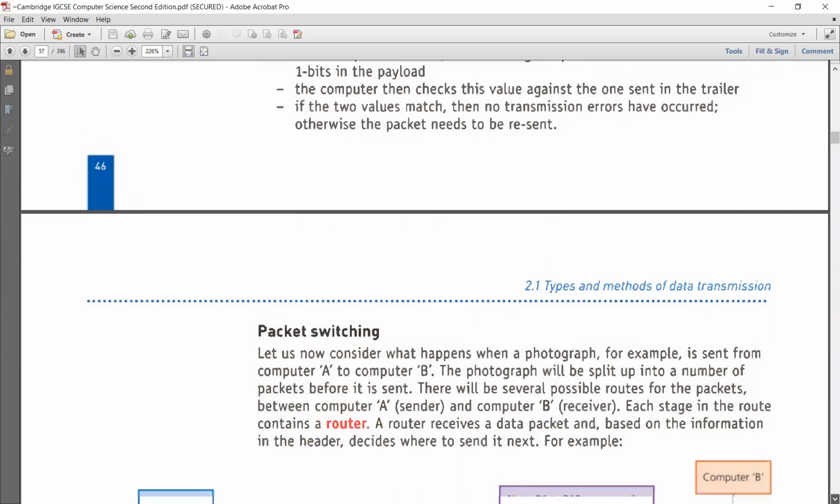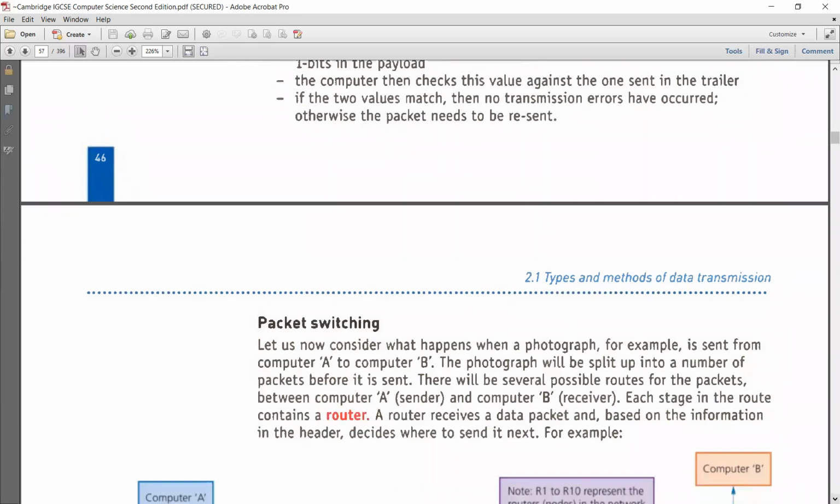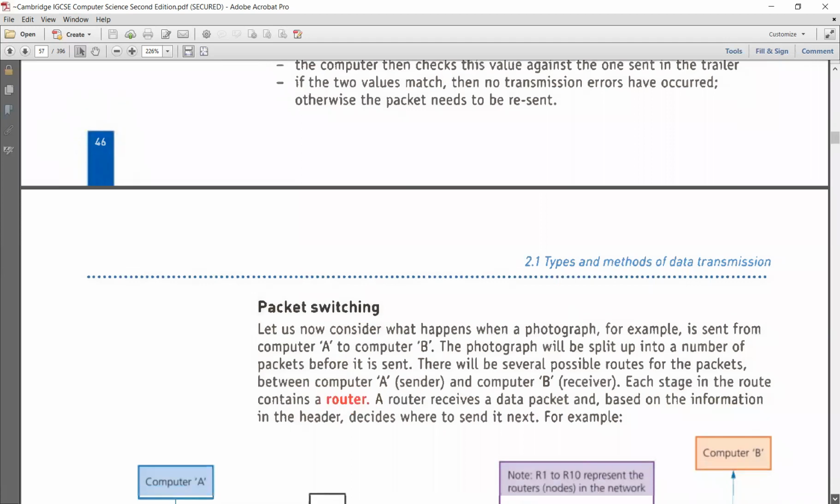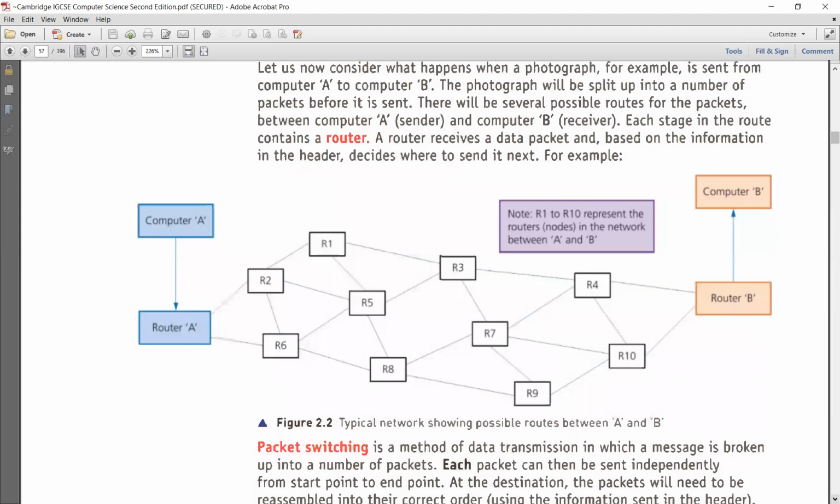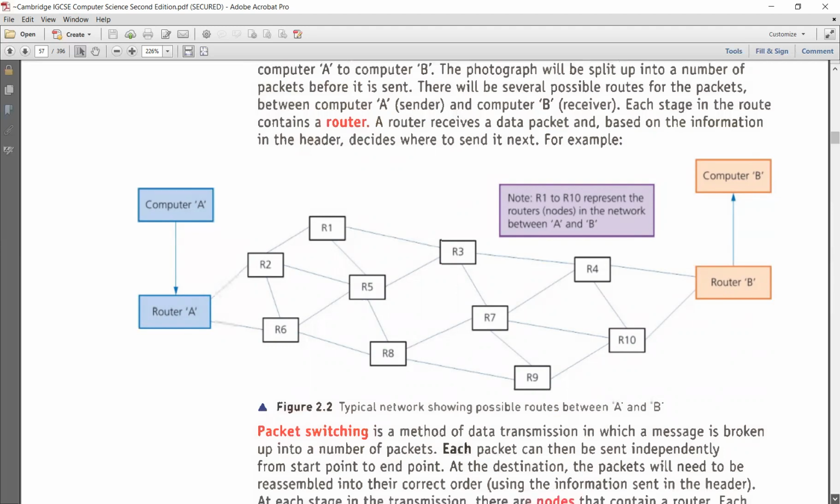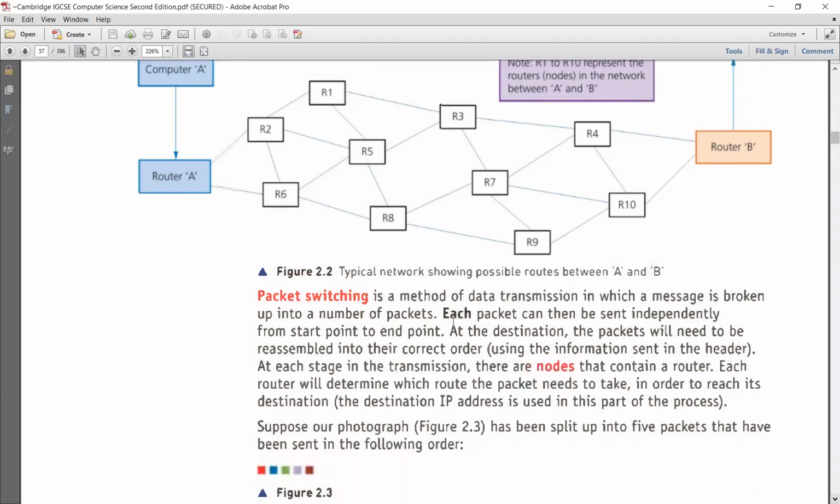Packet switching. The packet switching concept is mentioned here because the packets are not going to follow the same route. The concept of a router is going to be used here. A router is an intelligent device that knows the best possible path to reach the destination. So packet switching is a method used to ensure that packets divided into subparts reach the destination accurately, and each packet can be sent independently from the beginning to the end.